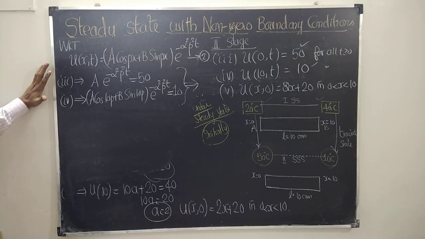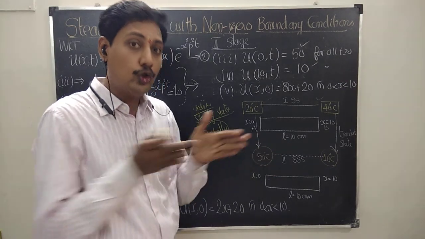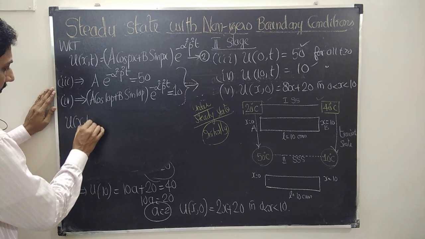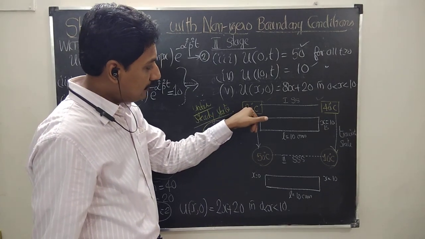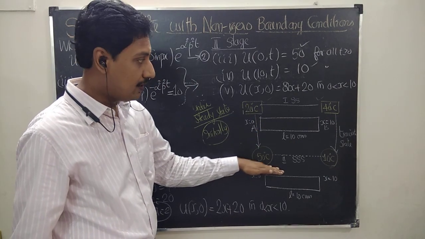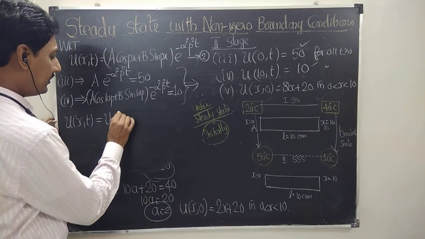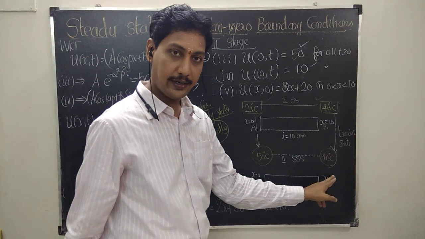So that's why we are going to split this stage into two. How can I divide u of x comma t? Once it is raised from 20 to 50, it is steady. From 40 to 10 it is steady. So I can get the second stage, the steady state solution, 50 and 10, right?